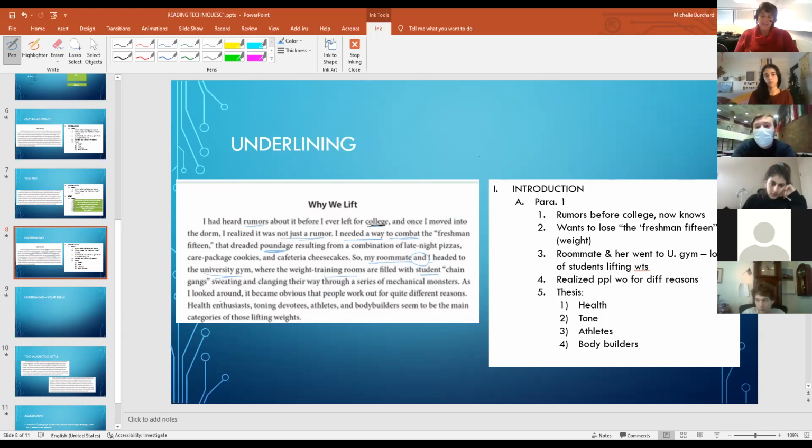And then I go to the next sentence. People work out for different reasons. Just so you can test yourself here. And then we've got 4 different reasons. So I'm going to number them. That makes it easier for me. 1 is health enthusiasts. 2 will be training devotees or toning. 3 are athletes and 4 bodybuilders.